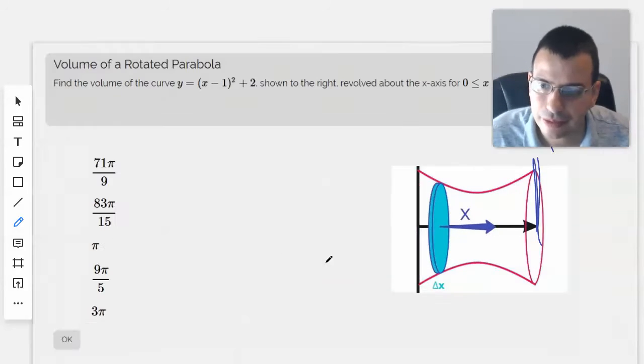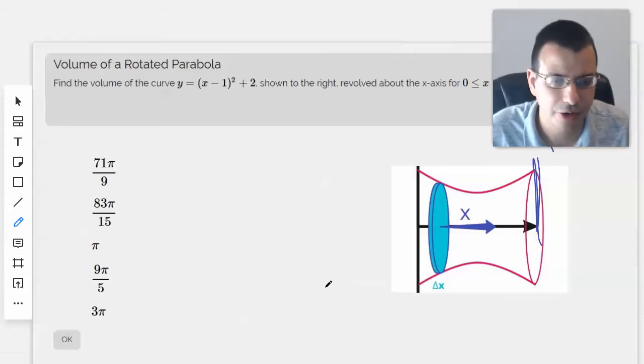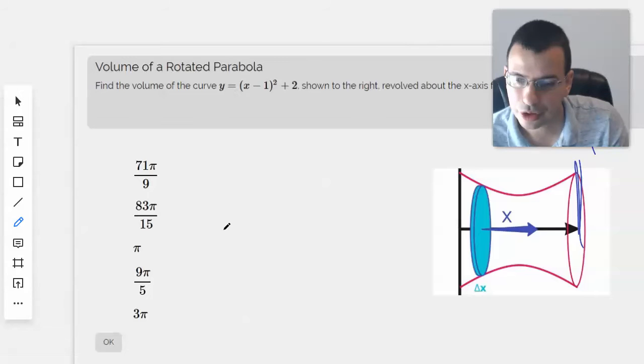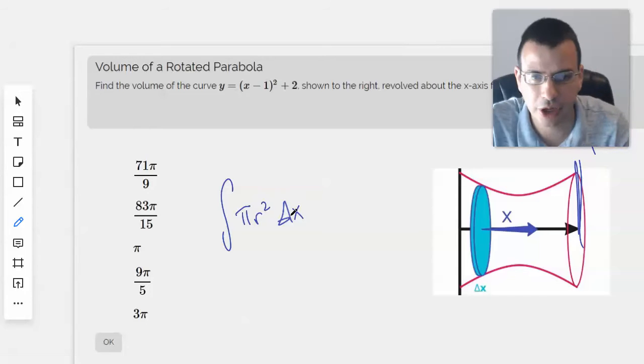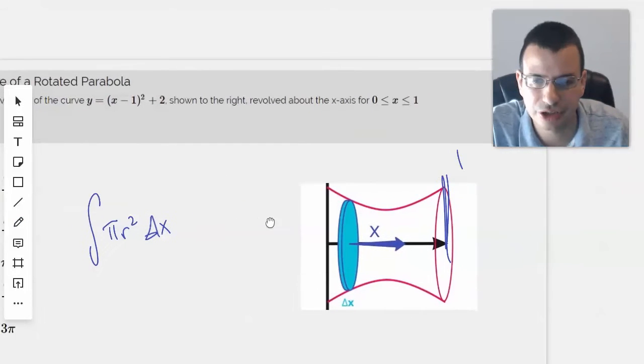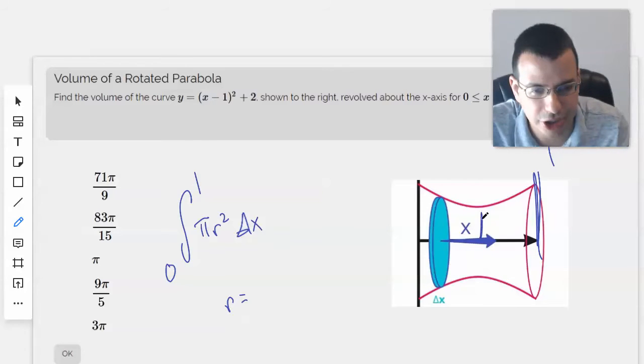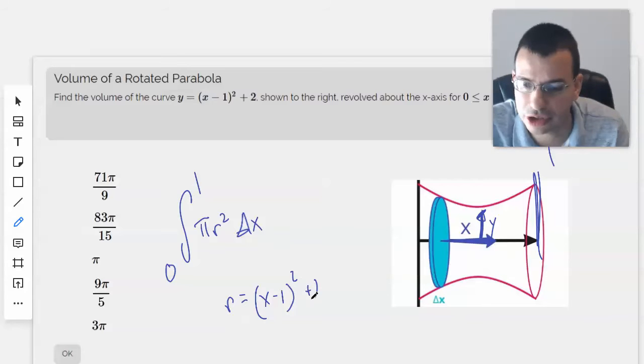Okay, I'm good with this. We'll do an integral of pi r squared delta x from 0 to 1. Now the question is, what does this r equal? This r is the y value right here, so that's going to be (x minus 1) squared plus 2.